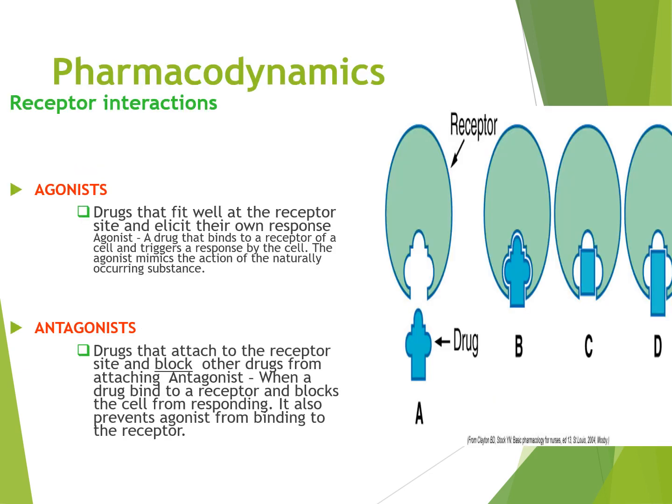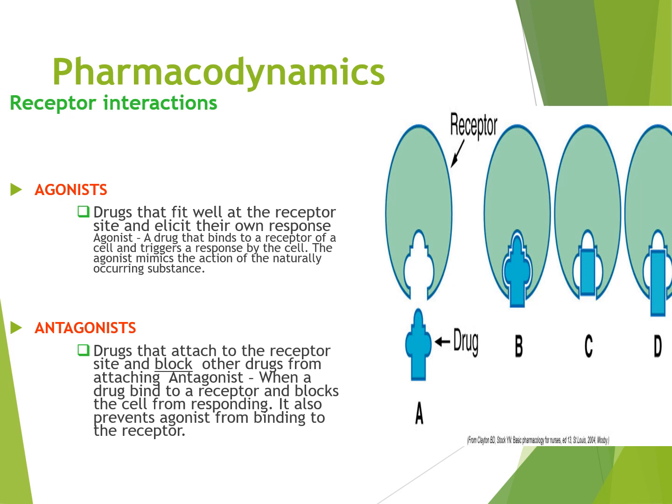Pharmacodynamics looks at the receptor interactions. So agonists are drugs that fit well at the receptor site and elicit their own response. Agonists are drugs that bind to a receptor of a cell and trigger a response by the cell. The agonist, of course, mimics the action of the naturally occurring substance.